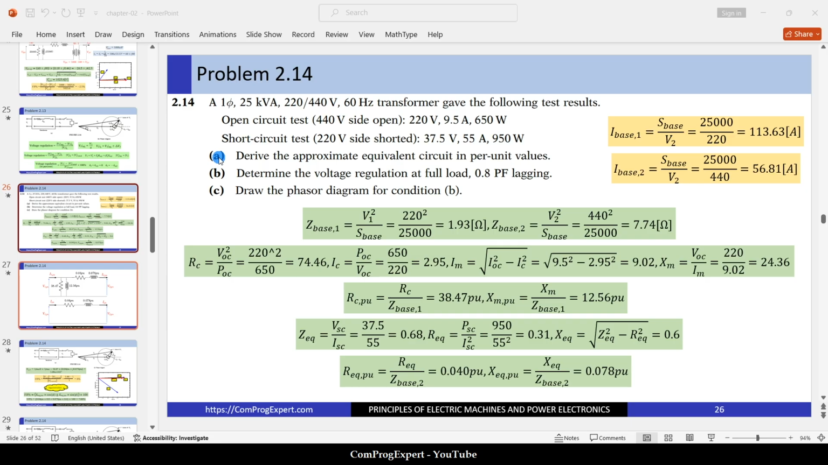So, A. Derive the approximate equivalent circuit in per unit values. B. Determine the voltage regulation at full load, 0.8 power factor lagging. C. Draw the phasor diagram for condition B. Okay, before answering this problem, let's review the per unit system from the textbook.